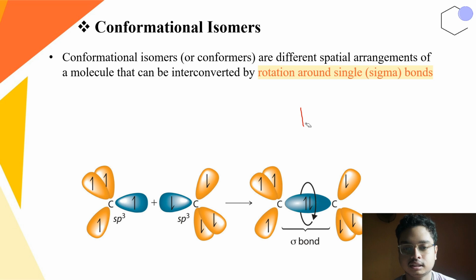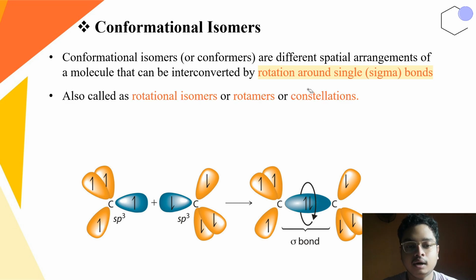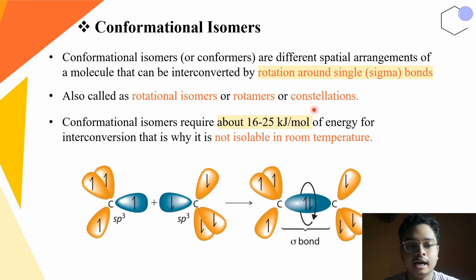Now I just simply remove this, and since it is due to the rotation about the carbon-carbon bond, it is called rotational isomers, or we can say rotamers. Okay, and conformational isomers require about 16 to 25 kilojoules of energy for interconversion. This rotation has a very small energy barrier, and that's why this type of rotation is frequently observed at room temperature. That's why these conformers are not isolable at room temperature.